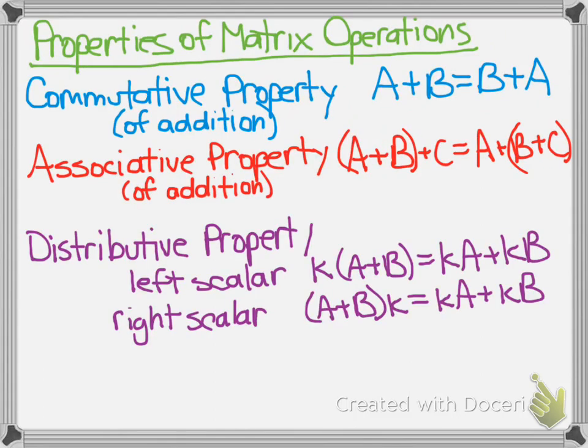Properties of matrix operations. You've seen all these properties before. The commutative property says that A plus B is equal to B plus A. The associative property says that the quantity of A plus B plus C is equal to A plus the quantity of B plus C. And then the distributive property, the left scalar is K times the quantity of A plus B is equal to KA plus KB. And right scalar is when that scalar multiplication number is on the right side of the quantity. The quantity A plus B times K is equal to KA plus KB.